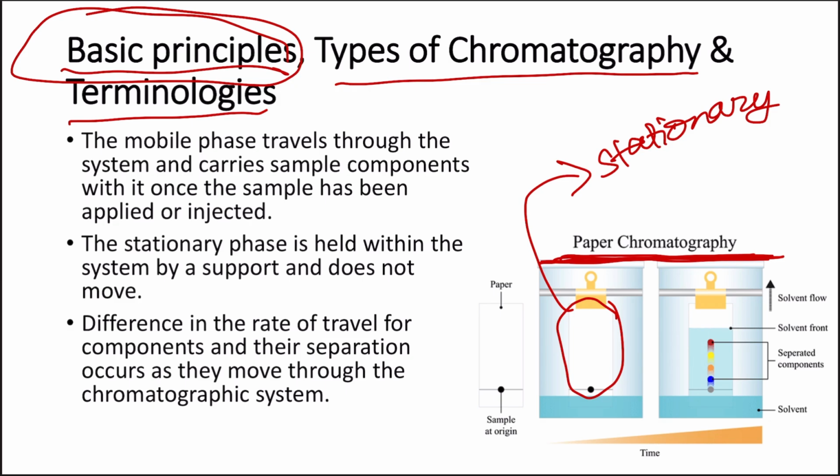And then you can see we have the solvent here. Okay, and here we have applied the sample, that is, a mixture of several components, and we want to separate the components. So as you can see here, we have the solvent. This solvent is going to move upwards with the help of capillary action, and that's why this solvent is nothing but the mobile phase, because it is moving.